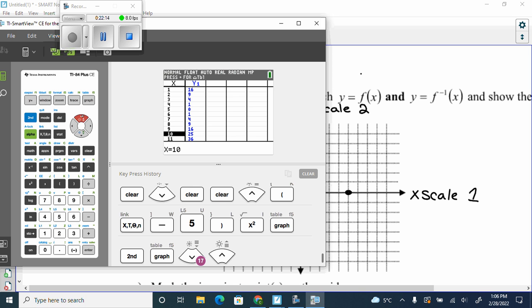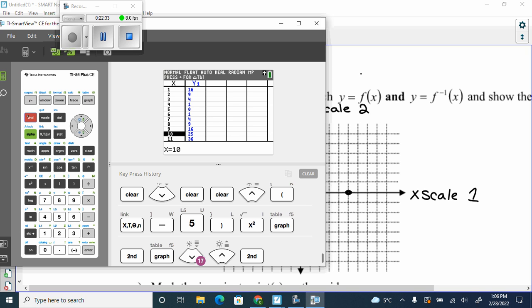So does my vertex always end up on this table? No, because the only x values on this table are whole numbers, correct? If my vertex is a decimal, it's not ending up on here. So you might actually have to find your vertex another way. How can we find our vertex another way?